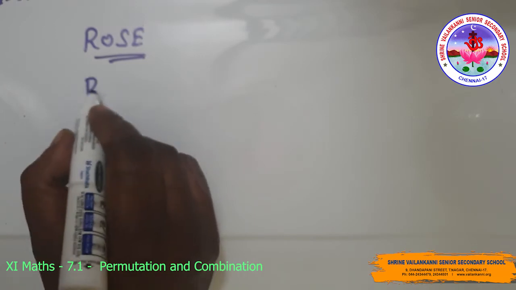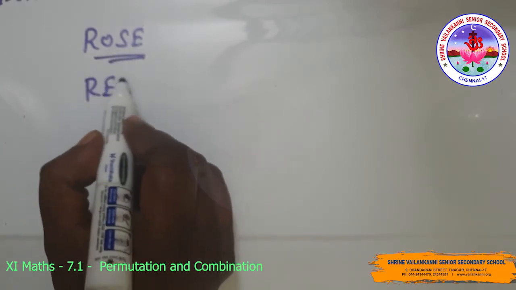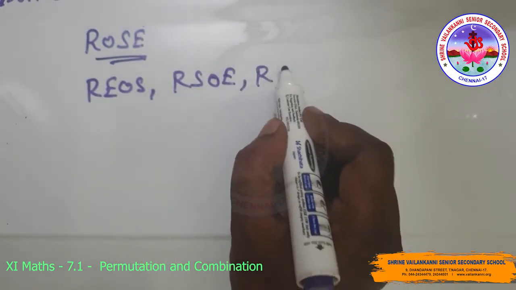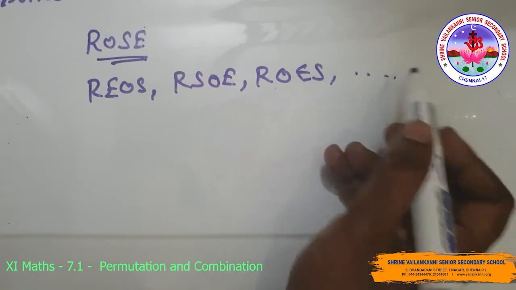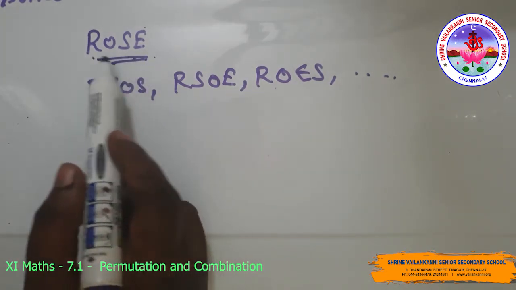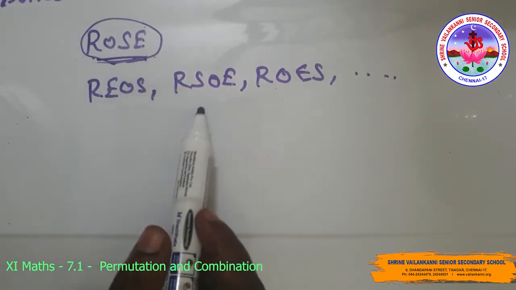So ROSE can be arranged as REOS or RSOE or ROES, etc. Each arrangement is different from the other. In other words, the order of writing the letters is important. Each arrangement is called a permutation of 4 different letters taken all at a time. So the arrangement is called a permutation of 4 different letters taken all 4 letters at a time.